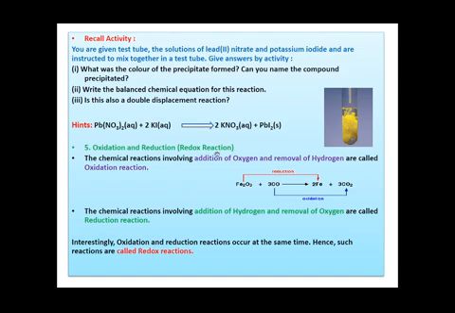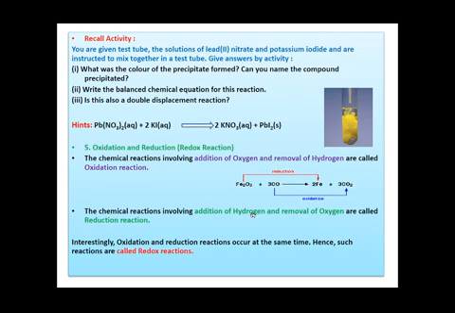Now one more type of chemical reaction is there, that is oxidation and reduction reaction, and they are known as redox reactions. So what is happening in oxidation? In oxidation there is addition of oxygen or removal of hydrogen, and those reactions are known as oxidation reactions, while in case of reduction reaction there is addition of hydrogen or removal of oxygen.